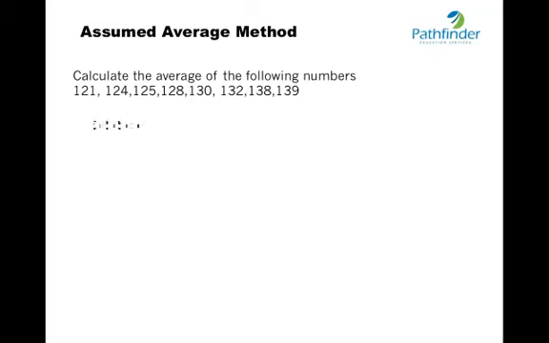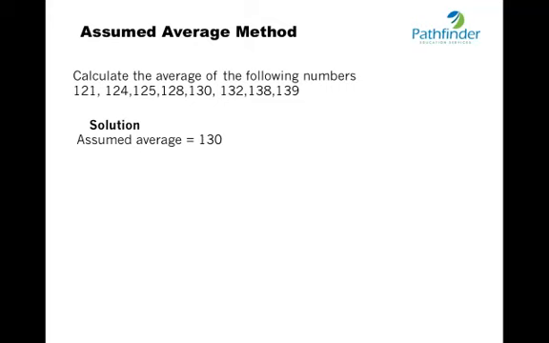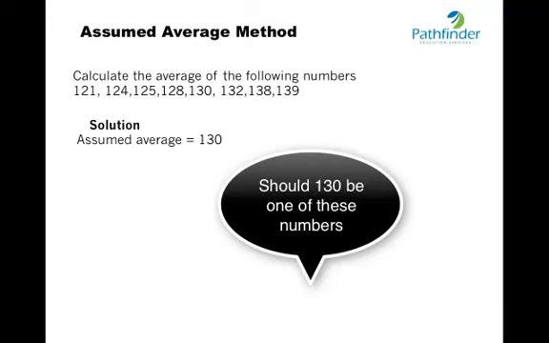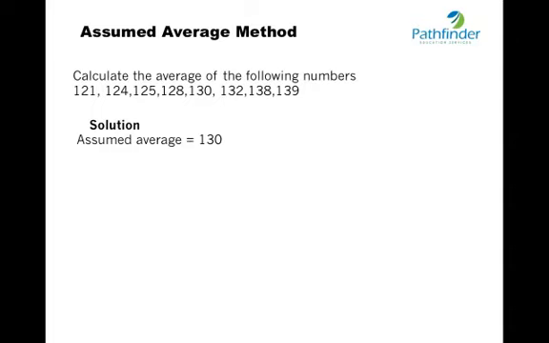So the first thing that we will do is assume an average. In our case we have assumed 130 to be an average. This 130 could be any random value which lies between the smallest value, that is 121, and the largest value, that is 139. So is it necessary that 130 is one of these numbers? Well, no. 130 could be any number which is not one of the given numbers. So I could have very well assumed 129 as my average, which is not given as one of the numbers. In my case, I thought it is simple to assume 130 because it will be easier to calculate deviations by assuming the average to be 130.